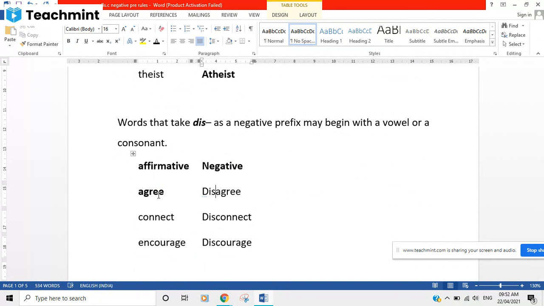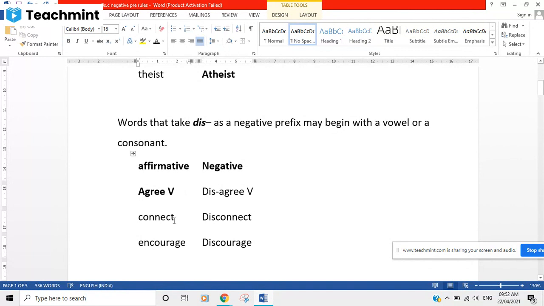Yes, agree and encourage are the words which begin with a vowel sound. So we can say that this negative prefix can be used before a vowel as well as a consonant sound. The next rule is that some words take the negative prefix ill before them in order to convey the negative meaning.